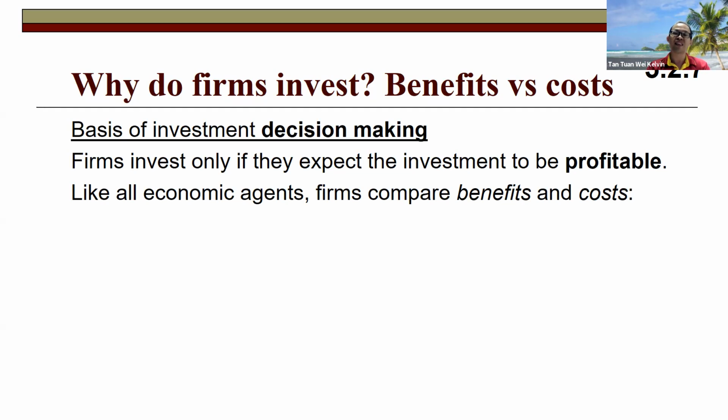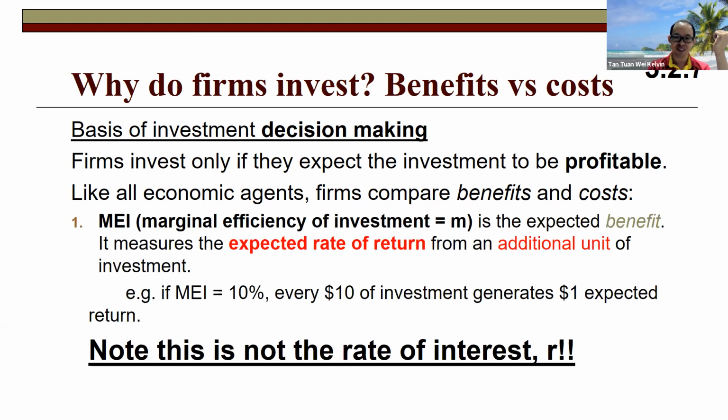So let's use the decision-making framework to answer the question, why do firms invest? Firms basically compare benefits and costs. Now, what is the benefit? The benefit is this term called the marginal efficiency of investment. It measures the expected rate of return from an additional unit of investment. For example, if MEI is 10%, every $10 of investment undertaken by the firm generates $1 expected return. But note, this is not the same as the interest rate.